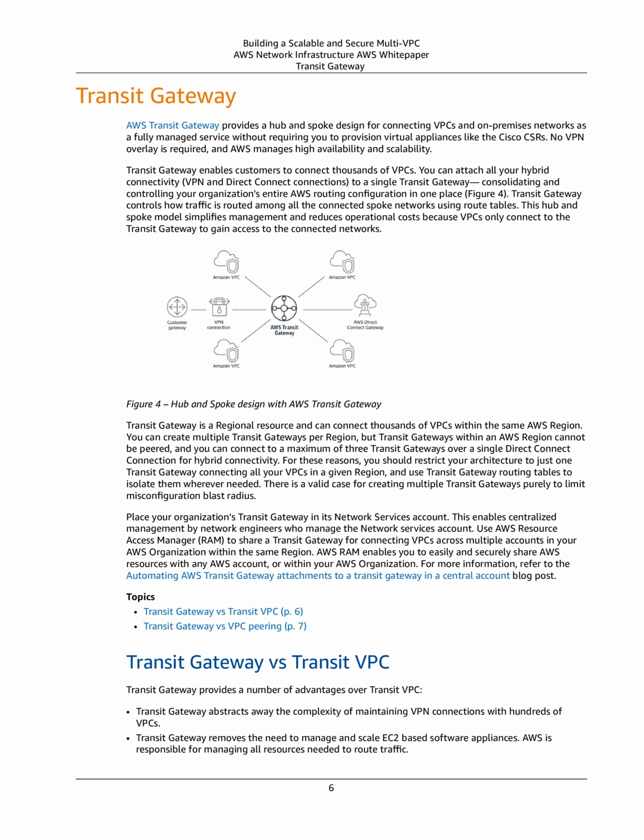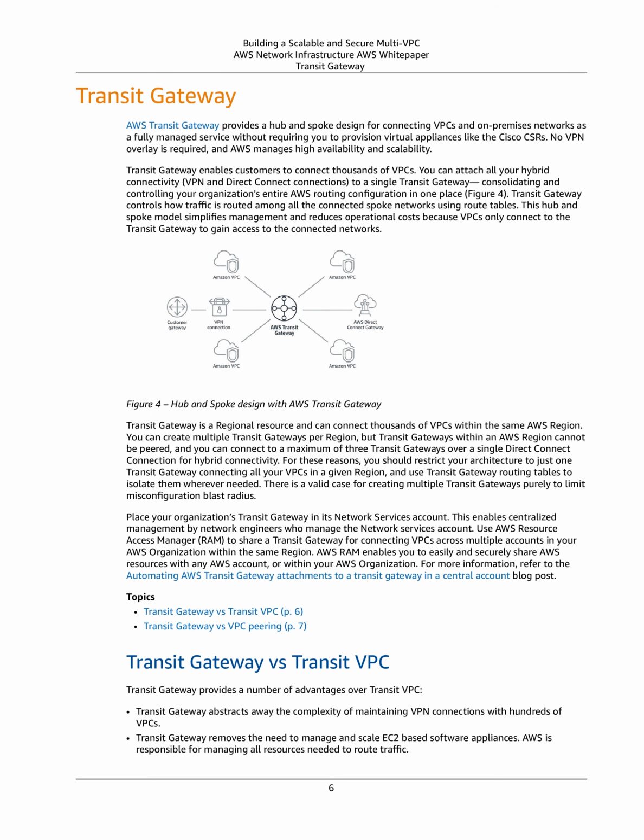Use AWS Resource Access Manager, RAM, to share a transit gateway for connecting VPCs across multiple accounts in your AWS organization within the same region. AWS RAM enables you to easily and securely share AWS resources with any AWS account, or within your AWS organization. For more information, refer to the Automating AWS Transit Gateway attachments to a Transit Gateway in a Central Account blog post.